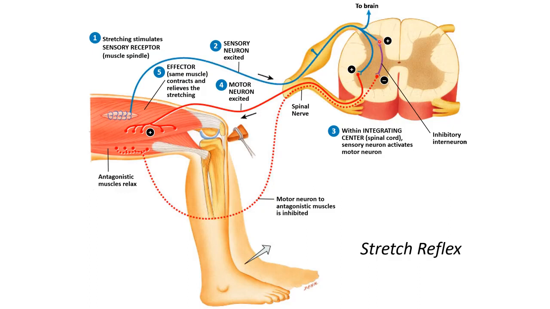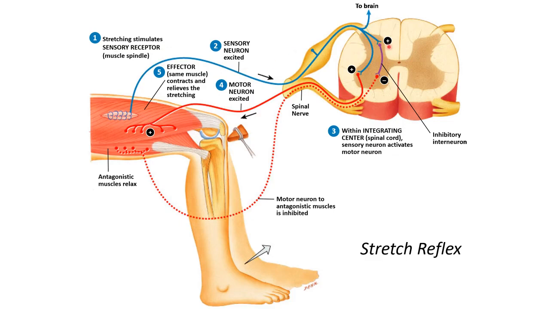And once in the spinal cord, we're going to have a synapse onto a lower motor neuron that comes right back out, okay, right back to the quadricep. So it's in the same muscle group as the muscle spindles are located, and it'll cause that muscle to contract. So that's the response.